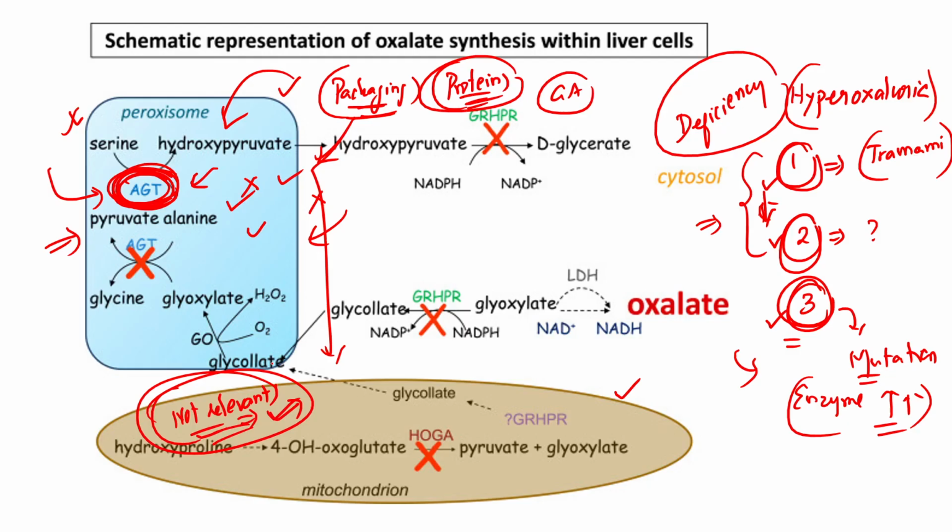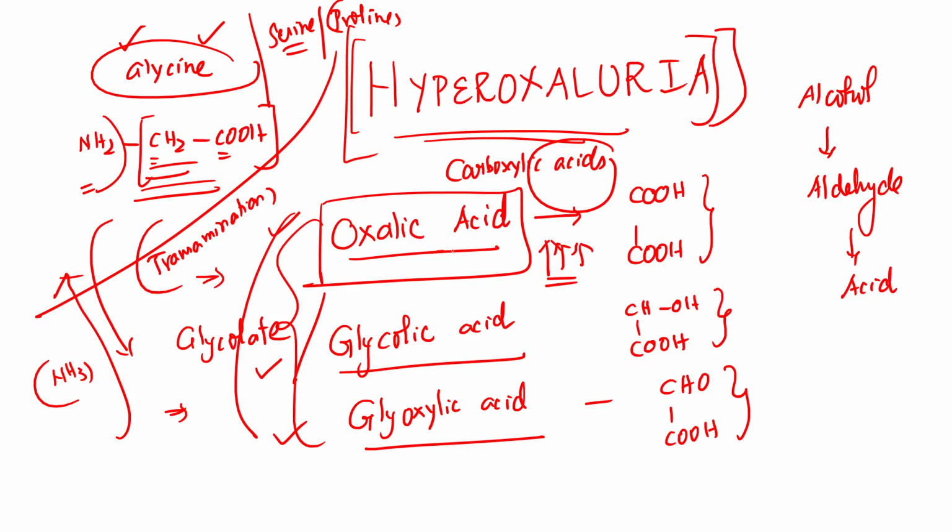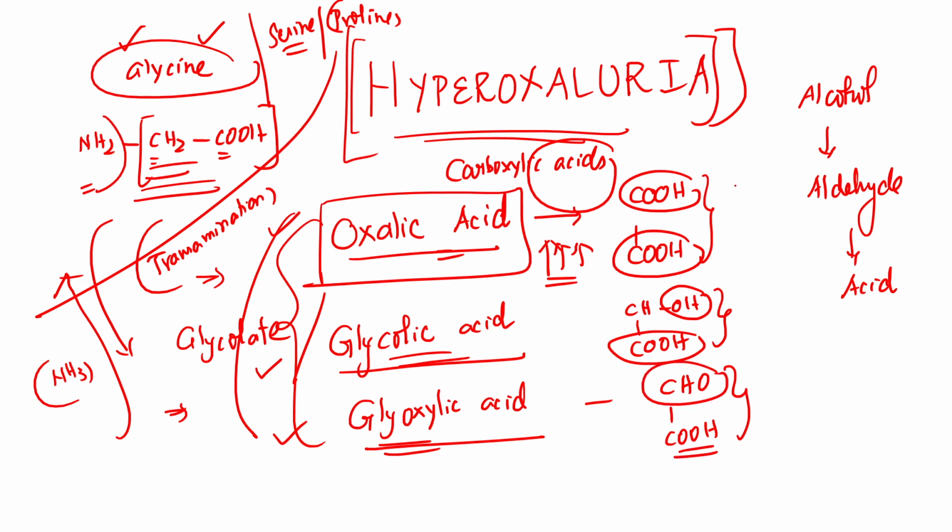So what was the purpose of telling you about the name of the compounds? Oxalic acid has both carboxylic groups. Glycolic acid has one carboxylic group, the other is an alcohol. Glyoxylic acid means one is an acid, the other one is an aldehyde. So you have acid here, alcohol here, and aldehyde here.